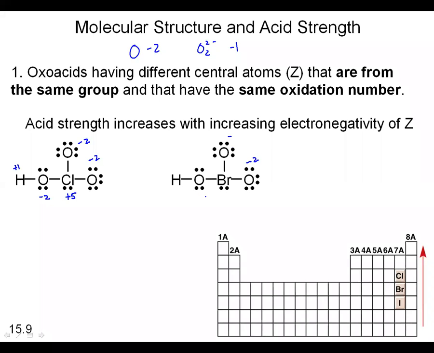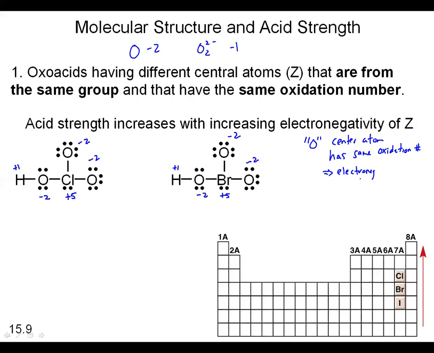The oxygen here would be -2. This guy would be -2, and this guy would be +1, which means, again, in this case, the bromine has a +5 oxidation state. So when you have an acid that contains oxygen and the center atom has the same oxidation number, which is what we have here, it is at this point where we then would look at the difference in electronegativity.